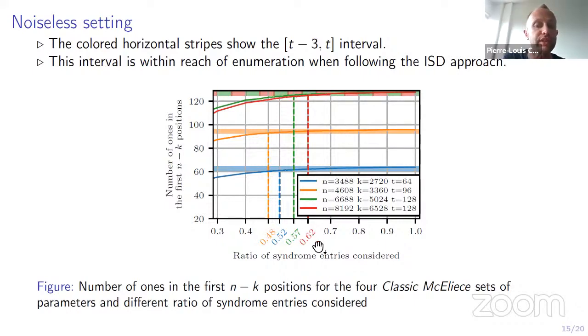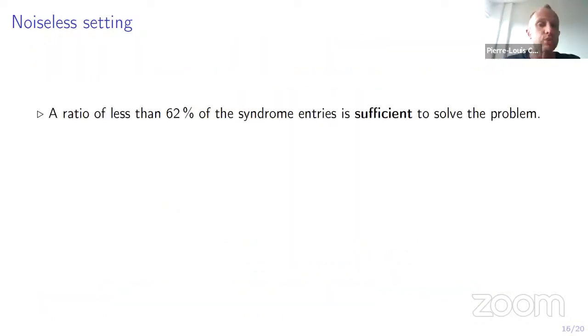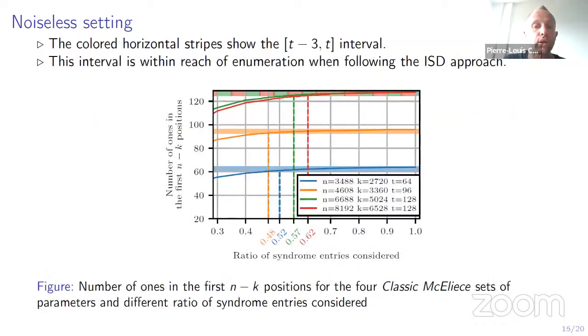So only 62% of the entries of the vector in n is enough to find the correct vector x of weight t, which satisfies H times x equal to s. So to find the solution of the syndrome decoding problem. Which is quite nice, because we don't even need the full system of equations of the full matrix. We just need a smaller percentage of those entries. Only 62% of the entries is enough for these parameters.